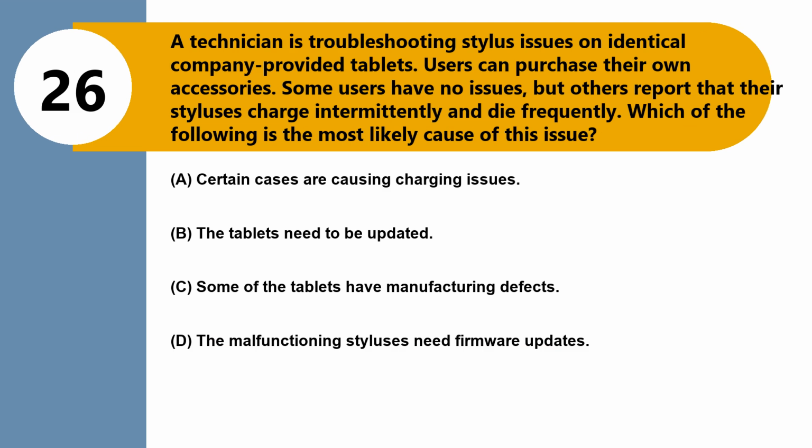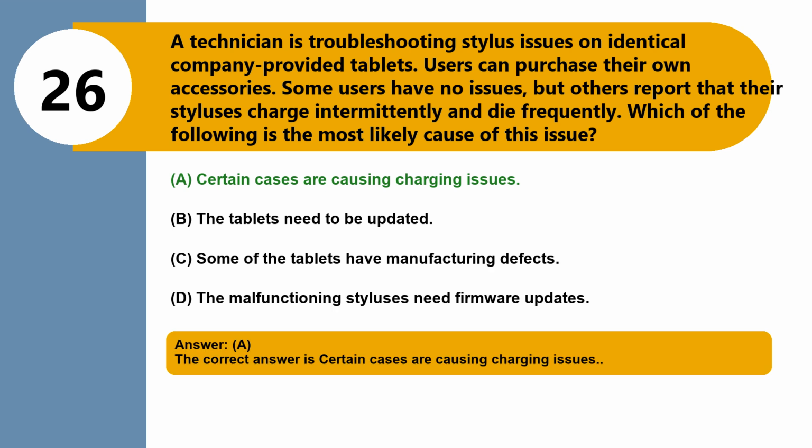Question 26. A technician is troubleshooting stylus issues on identical company-provided tablets. Users can purchase their own accessories. Some users have no issues, but others report that their styluses charge intermittently and die frequently. Which of the following is the most likely cause of this issue? Option A, certain cases are causing charging issues. Option B, the tablets need to be updated. Option C, some of the tablets have manufacturing defects. Option D, the malfunctioning styluses need firmware updates. The correct answer is option A, certain cases are causing charging issues.